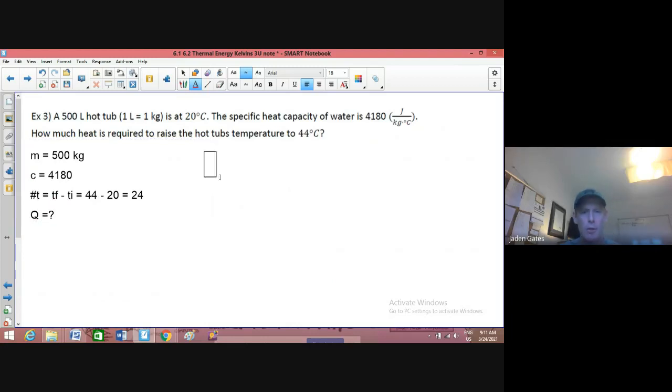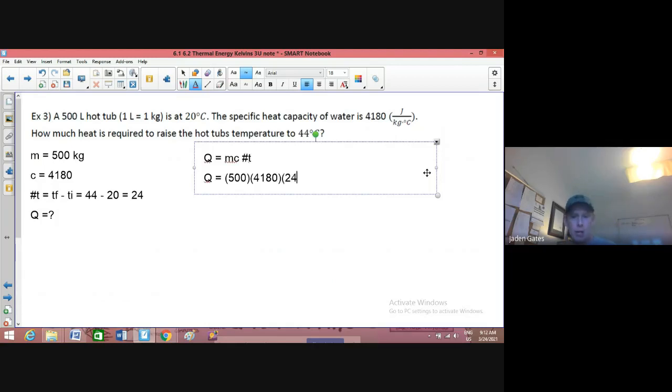So I'm going to use my formula where Q is equal to MC delta T. Q is equal to, let's see, we've got our 500 there, our C was big, 4,180, or I guess it depends on relative if it's big, and our change of temperature is 24. This formula is a lot easier than a lot of things we've dealt with this year. So I multiply those numbers, and I get 50160, and then 3 zeros.